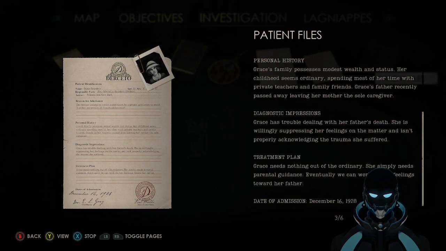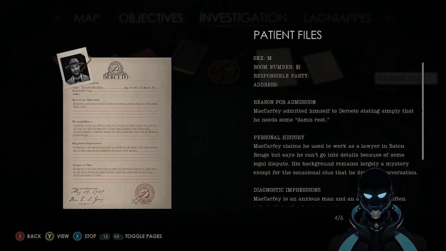And diagnostic impressions? Grace has trouble dealing with her father's death. She is willingly suppressing her feelings on the matter and isn't properly acknowledging the trauma she suffered. Any planned treatment? Grace needs nothing out of the ordinary. She simply needs parental guidance. Eventually, we can work on her feelings toward her father. Thank you, Doctor. I'll finish the paperwork and get her installed.